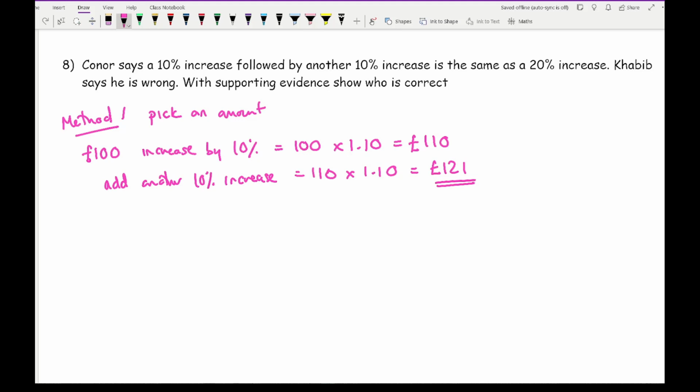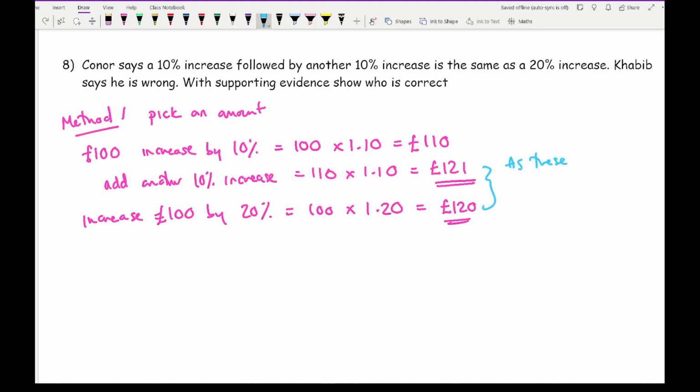Now if we then increase £100 by 20%, I get 100 times 1.20, which is 120. So as you can see, as these two numbers are different, Connor is wrong and Khabib is correct.